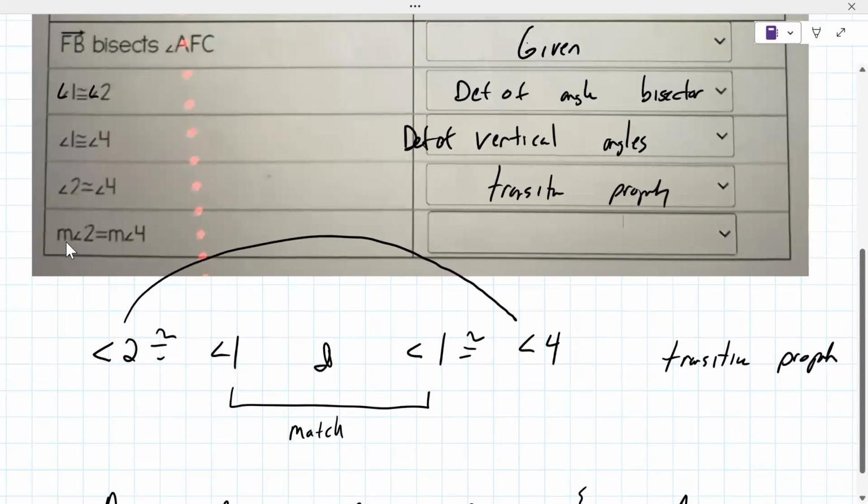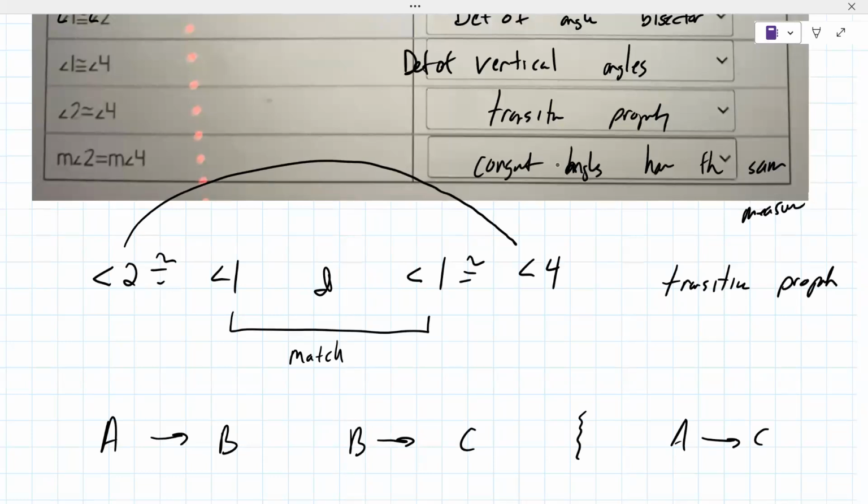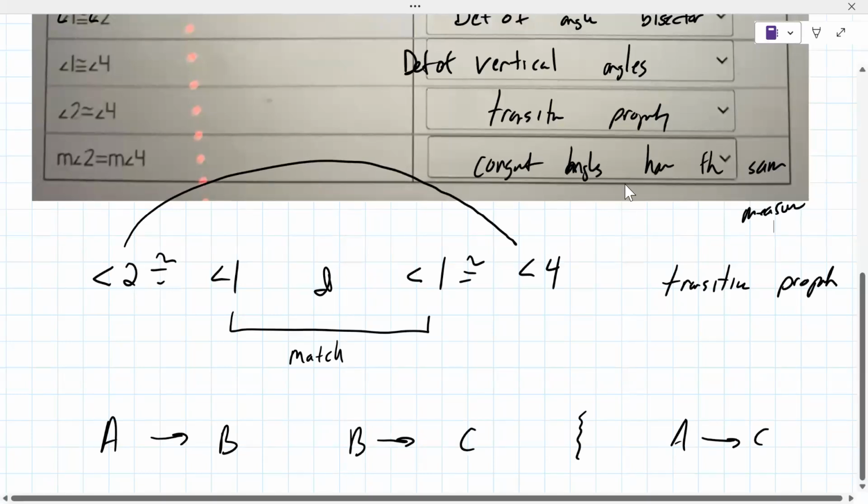The only thing different is this measure. So it's weird in geometry, you can't just say, oh, well, since the angles are congruent, the measure of the angles are congruent. It's not the same thing. It's like saying that the angles are congruent, but if you were to measure them, their measures are congruent. So there's something in this dropdown that says like congruent angles have the same measure. Something like that. Yeah, congruent angles.